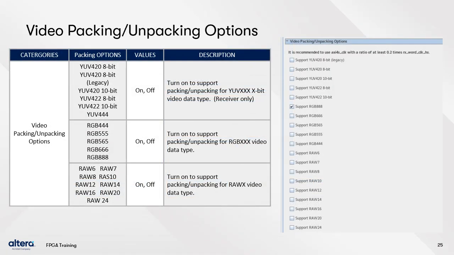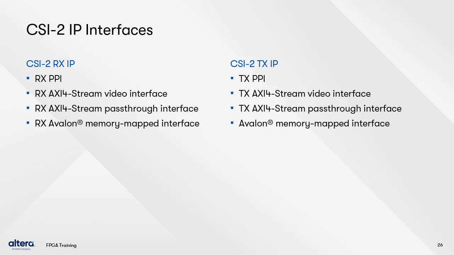This table lists the video data types available in the video unpacking options section of the parameter editor. To limit the FPGA resources used by the IP, choose only the video types that you need. Note that the YUV video data type is supported in the receive-only IP configuration. With our IP now generated, let's look at the IP interfaces that you need to connect. On the left, you can see the IP interfaces in the receive, and on the right, you see the corresponding IP interfaces on the transmit.